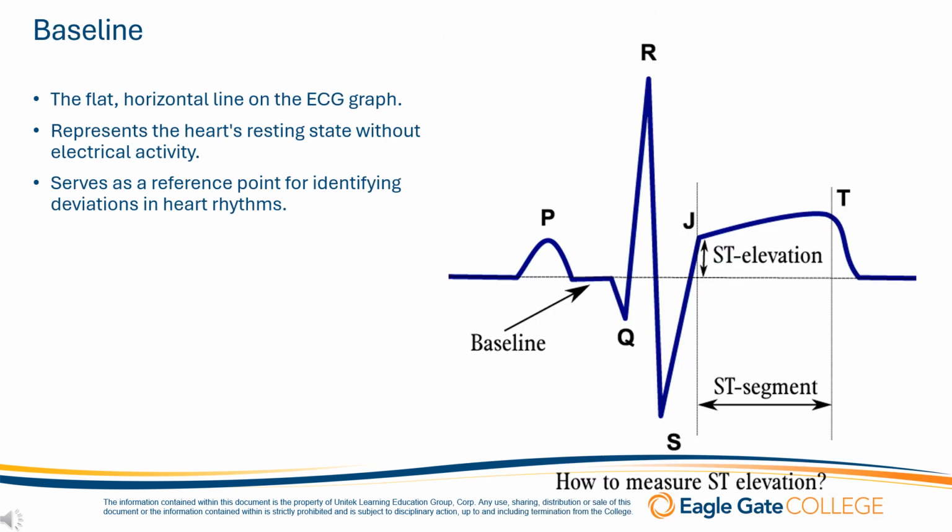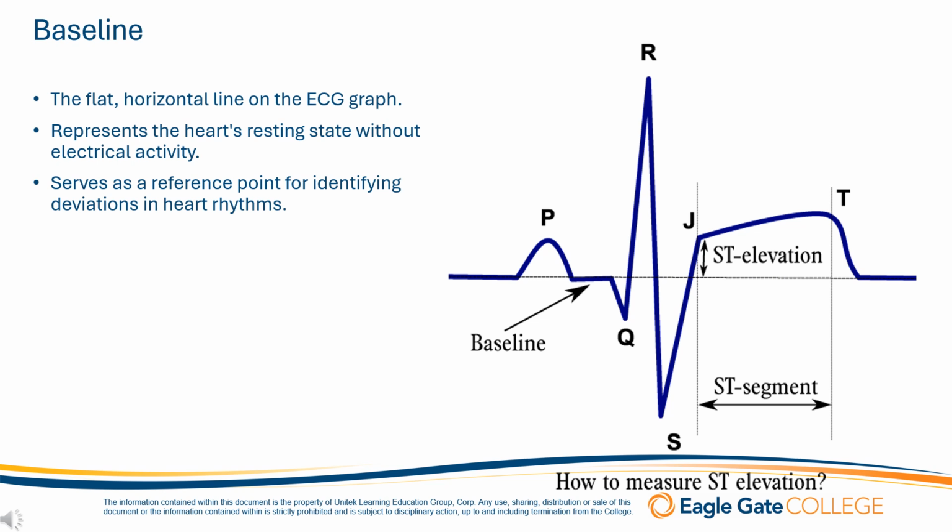Now I want to talk about the concept of the baseline on the ECG graph. Understanding the baseline is fundamental for accurately interpreting ECG readings and identifying any deviations that indicate abnormal heart rhythms. The baseline is also called the isoelectric line, and that's the flat horizontal line on the ECG graph. It represents the period when there is no electrical activity in the heart, and it serves as a neutral reference point against which all other electrical activities are compared.